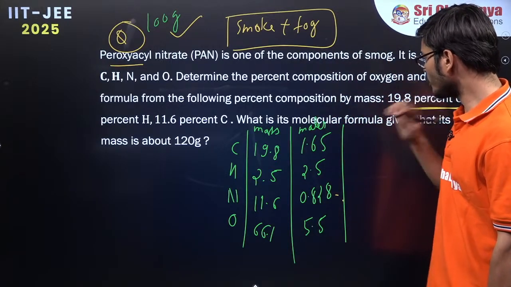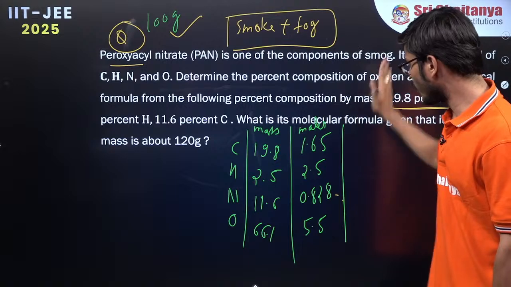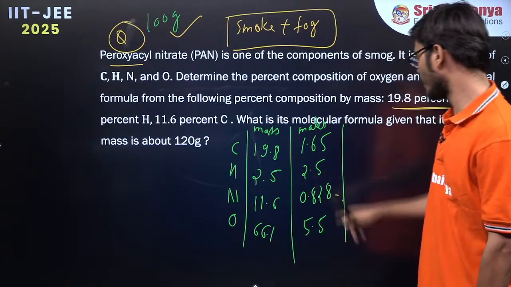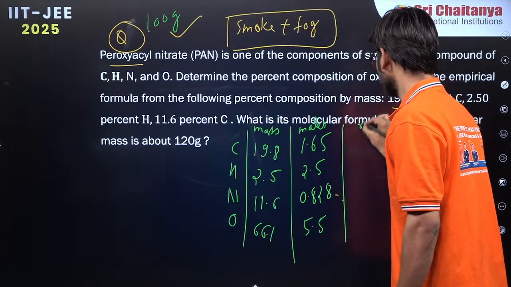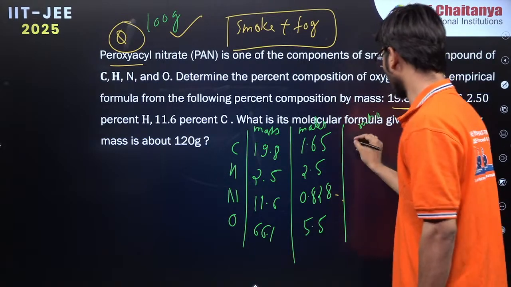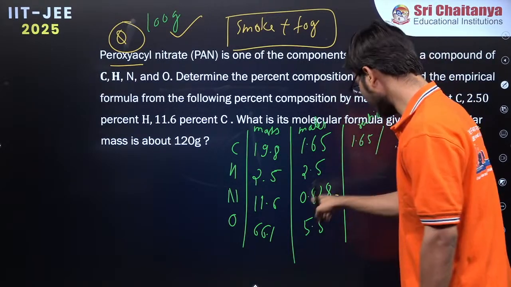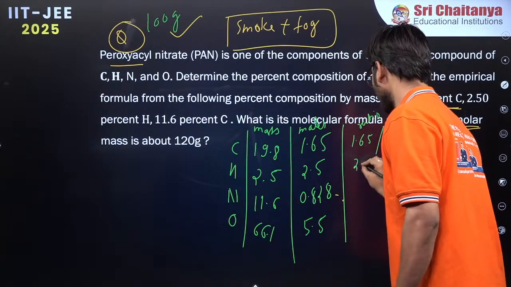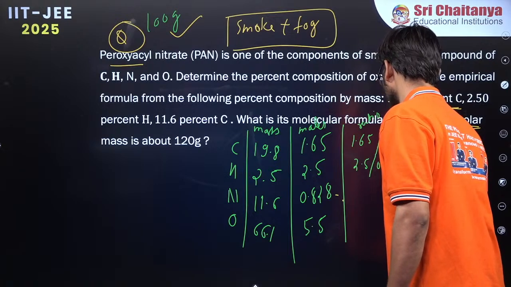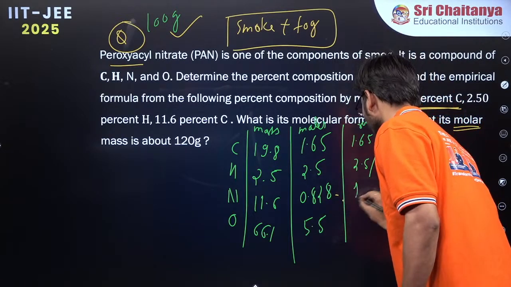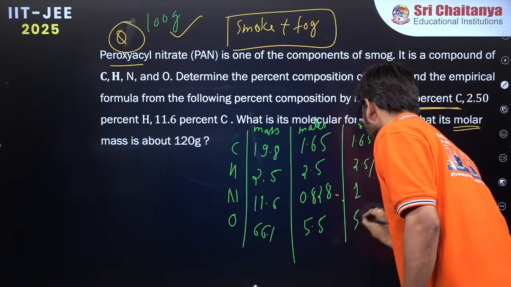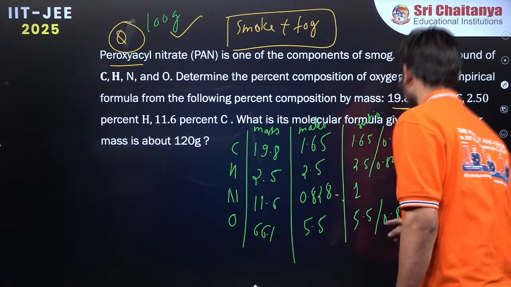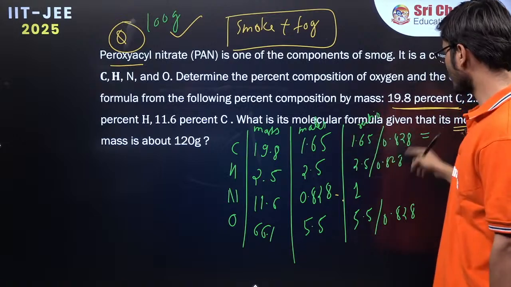Now, I want to have a whole number, right? So because I want to have a whole number, I will divide by the smallest one. And what is the smallest one? 0.828. So I want to have the ratio. So 1.65 divided by 0.828. Similarly, 2.5 divided by 0.828. This will be 1, and 5.5 divided by 0.828.